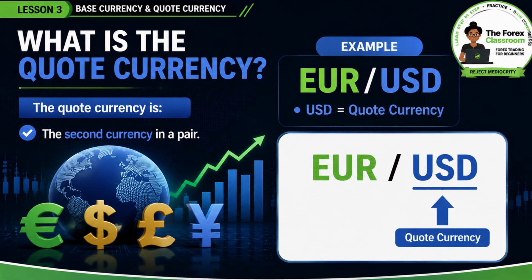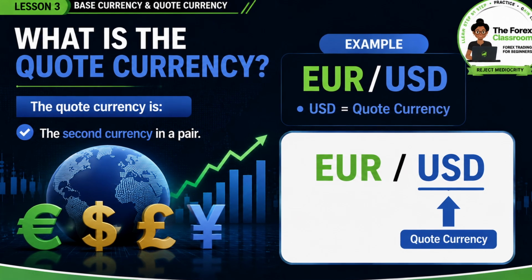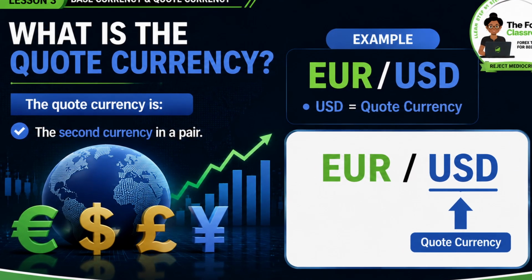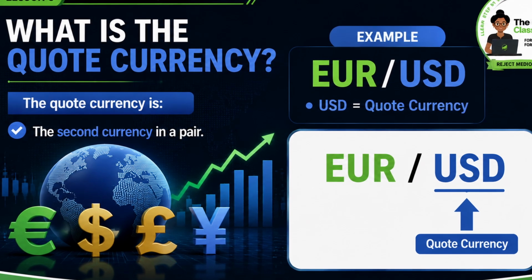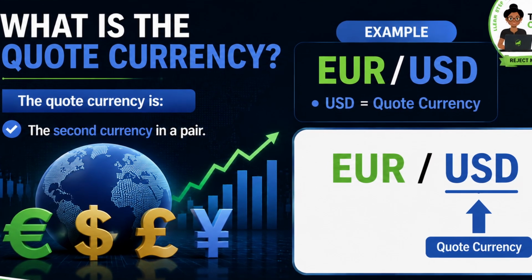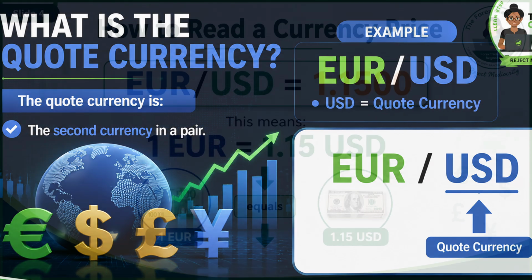What is the quote currency? The quote currency is always the second currency in a pair. It tells us how much of that currency is needed to buy 1 unit of the base currency. In this example, USD is the quote currency because it comes second.